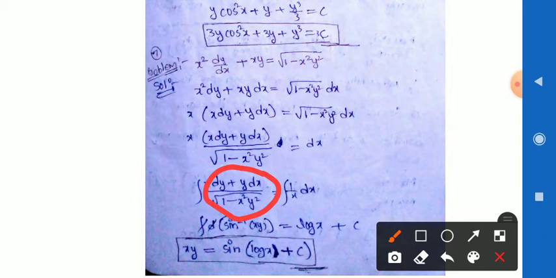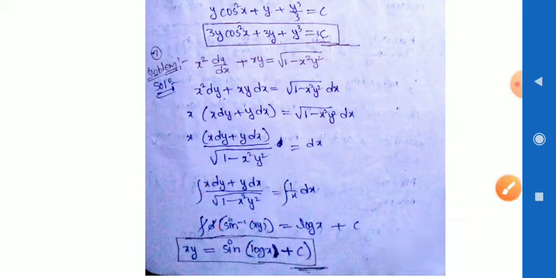Now this underlined differential equation can be written in the form of d of sin inverse (xy). Taking integration on both sides, we get the integration of d of sin inverse (xy) is equal to the integration of 1 by x, which gives log x plus c. Here differentiation and integration cancel, and we get sin inverse (xy) is equal to log x plus c, which is the general solution for the given problem.